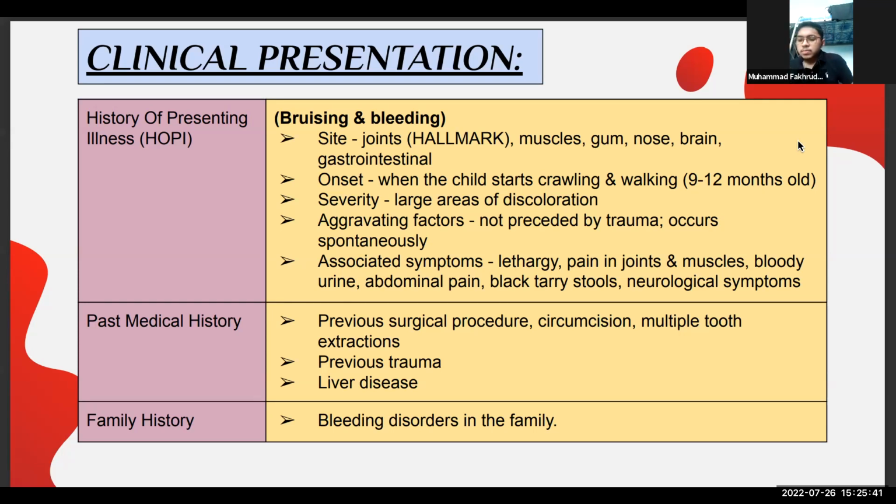We also can ask about the past medical history. We can ask about previous surgical procedures, circumcision, multiple tooth extraction, because these procedures can cause bleeding. And also we can ask about previous trauma and also liver disease, to exclude liver disease. And also we can ask about the family history. We can ask about bleeding disorders that occur in the family. So next slide.